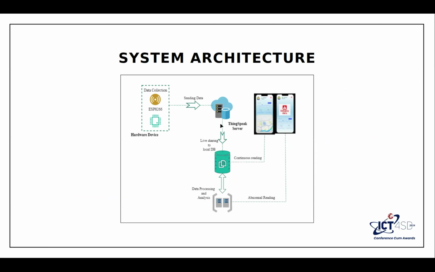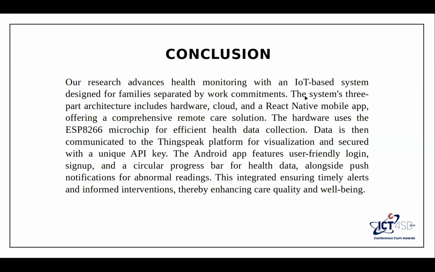And here is the app built using React Native. We wrote the backend code using Node.js. So basically, the ThingSpeak server sends the data to the app using ThingSpeak APIs. If any abnormal condition happens, then at that time the app shows an alert message. So here is our system architecture. And next one is the conclusion.